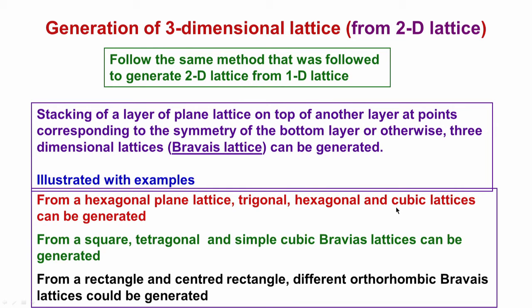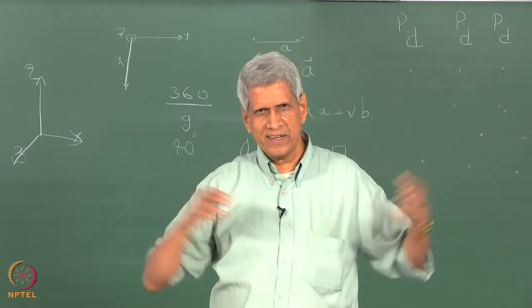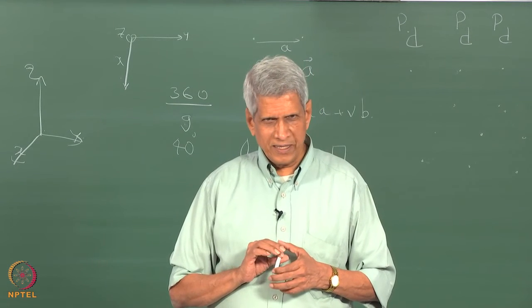So far what we discussed is essentially how, from one dimension, two dimensions can be constructed. We have seen that there are only 5 types of two-dimensional lattices that can be constructed. Suppose we have to construct a 3-dimensional lattice, what should we do? Then this periodic 2-dimensional lattice, we stack them one on top of the other. Then we can construct a 3-dimensional lattice.